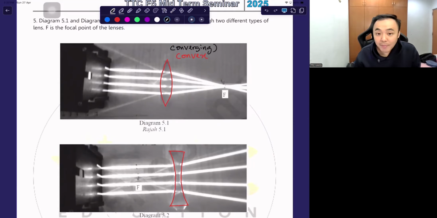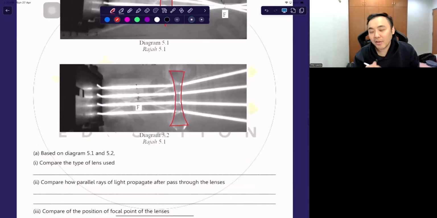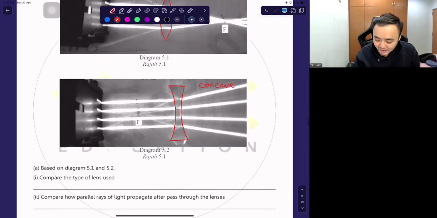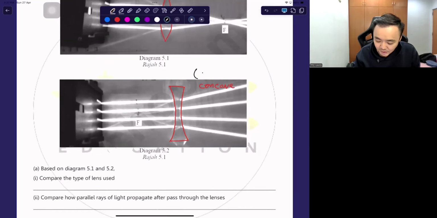Okay, now what about this one here? Obviously, what shape will we have? No, I'm asking for shape first. Shape. This is concave lens. And what does it do? Concave lens. It actually causes your light ray to diverge, right? To separate, right? There you go. Can follow?